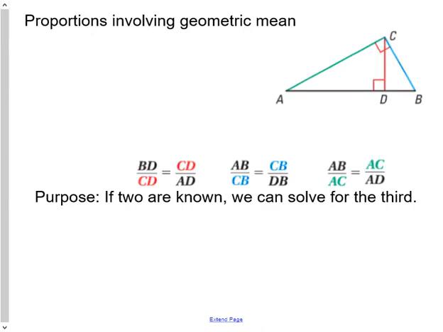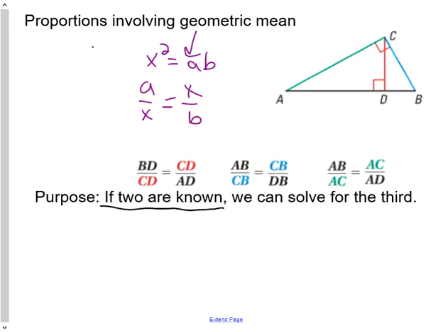Next, proportion involving geometric mean. Now, a reminder about geometric mean: if x is the geometric mean, we had x squared equals ab, or the proportion was typically a over x equals x over b, x being in the means position, where a and b are in the extreme positions. Now, these triangles are not always in this orientation, so beware. Okay, but here is the pattern. And again, the purpose is if we know two sides, we can solve for the third, whereas in the previous ones we were doing, we needed 3.